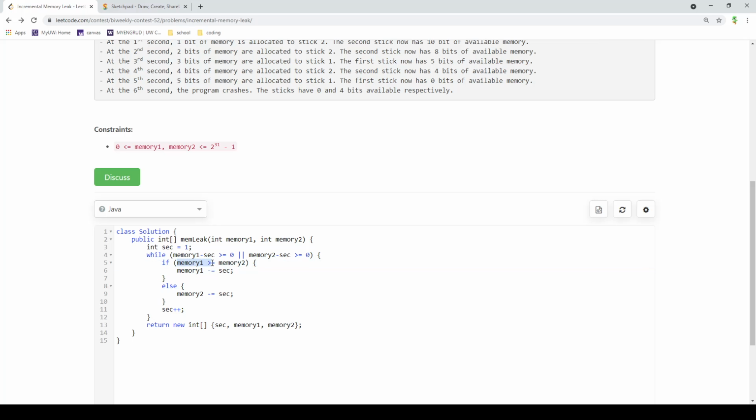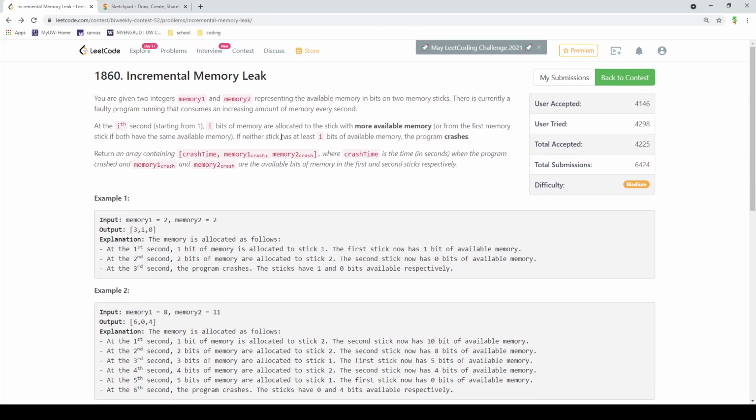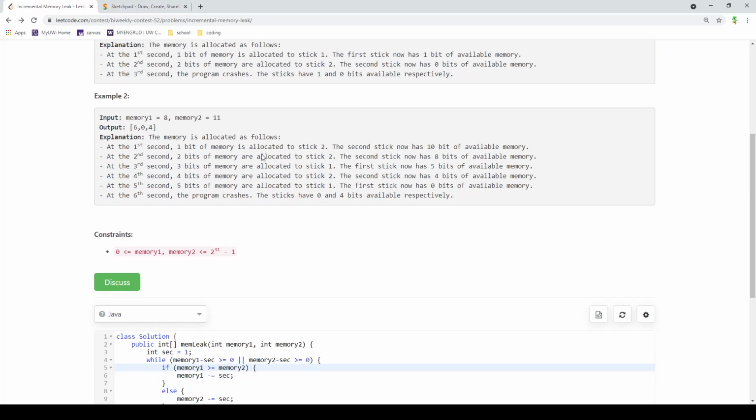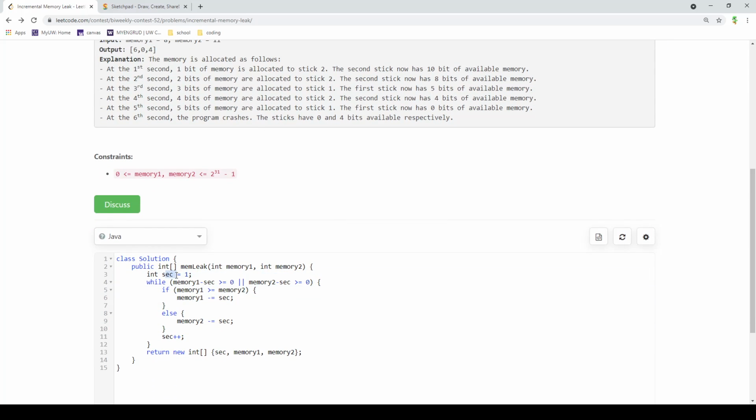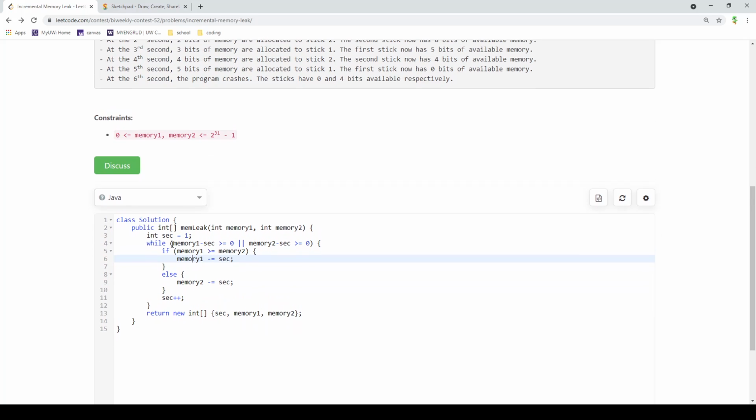And the reason why I subtract it when it's greater than or equal to is because it says i bits of memory are allocated to the stick with more available memory, or from the first memory if both have the same memory. So at this second, this variable here, essentially I'm taking that much memory up in memory1, so I subtract that. And otherwise, if this is not true, I just take away from the second memory stick, pretty self-explanatory, and then I increment the second. So I move on to the next second.